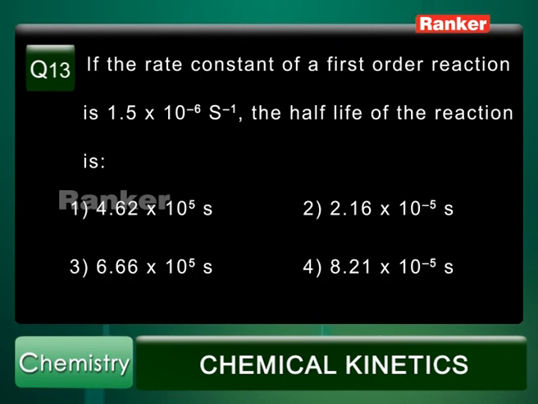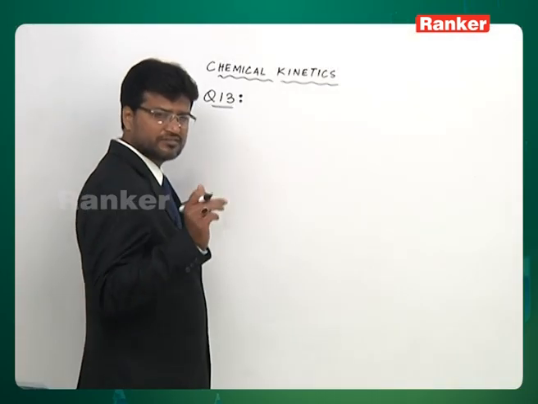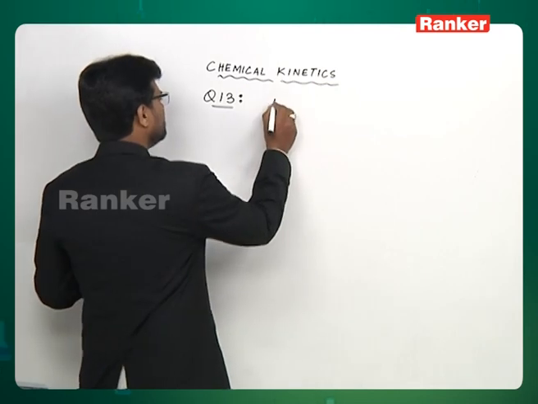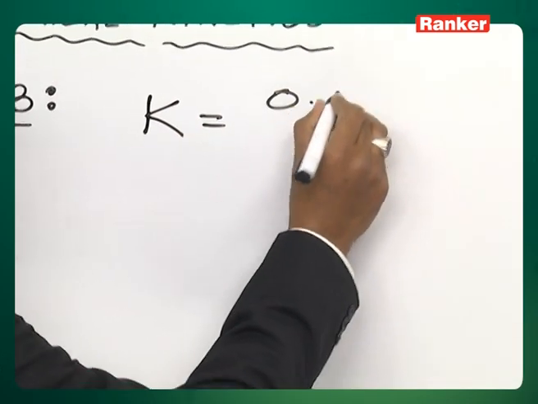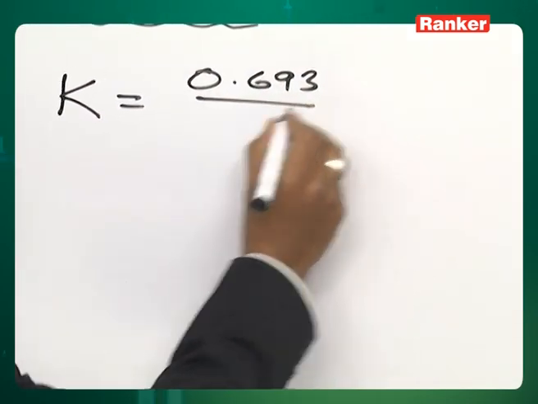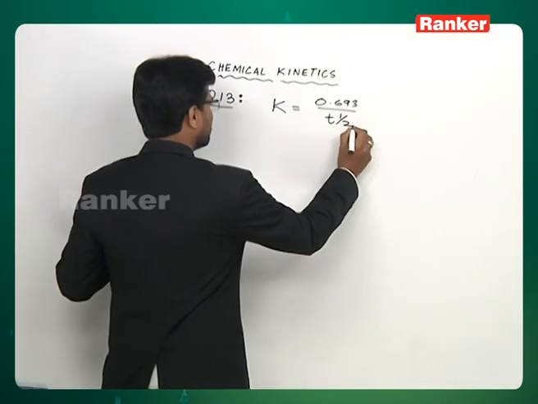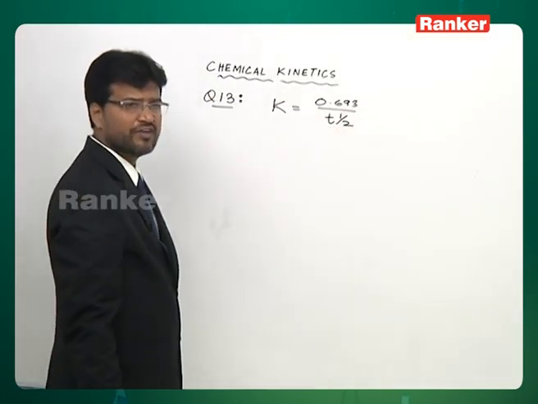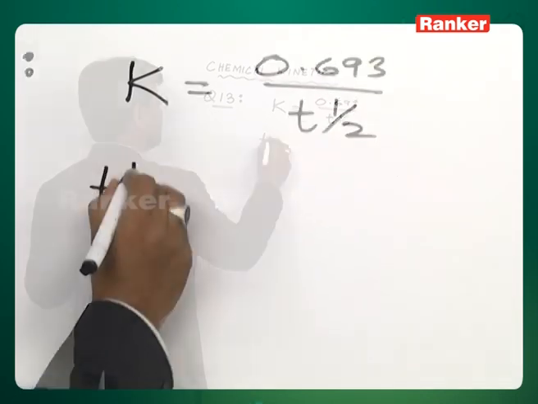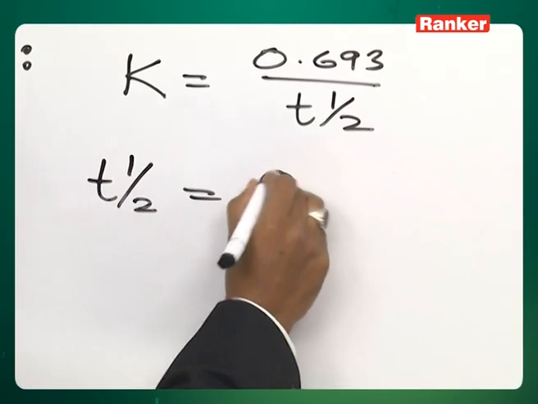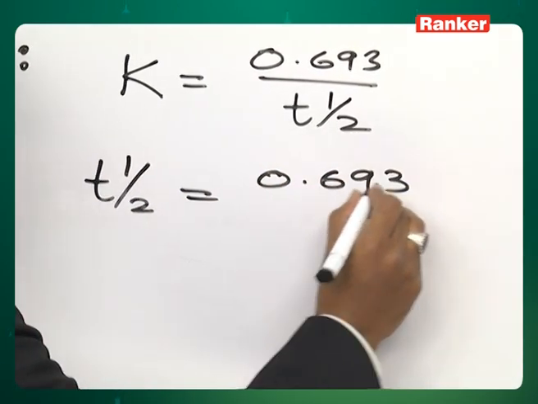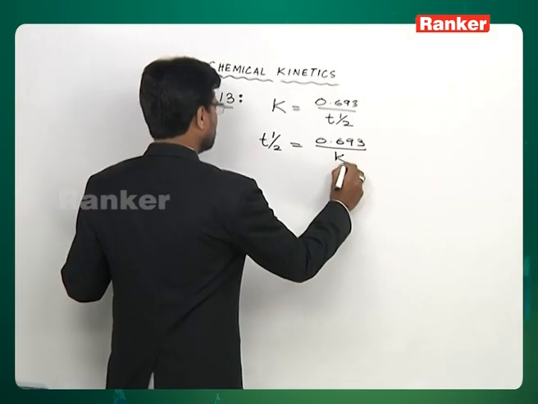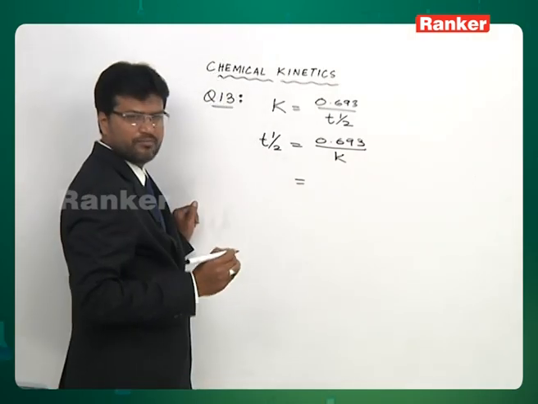If the rate constant of a first order reaction is 1.5 × 10^-6 per second, the half-life of the reaction is. This can be solved on the basis of the formula K = 0.693 / t half. Here we are asked to find the half-life of the reaction, so t half = 0.693 / K. Now let's substitute the values.